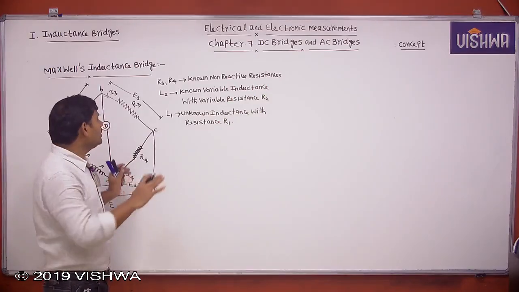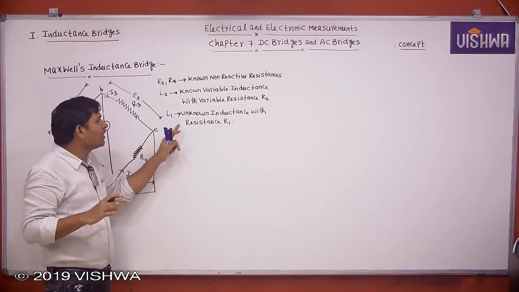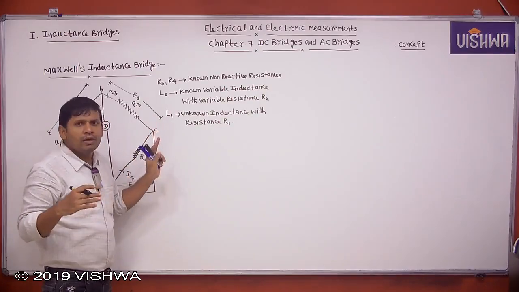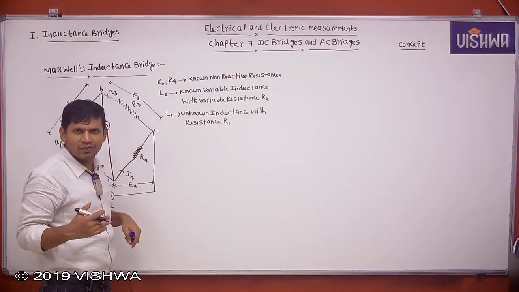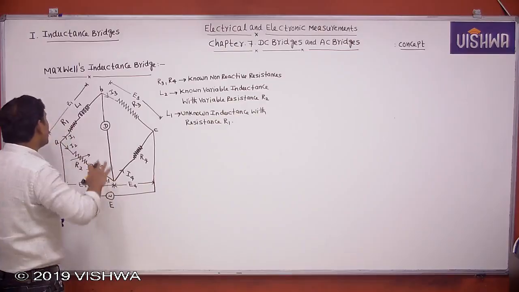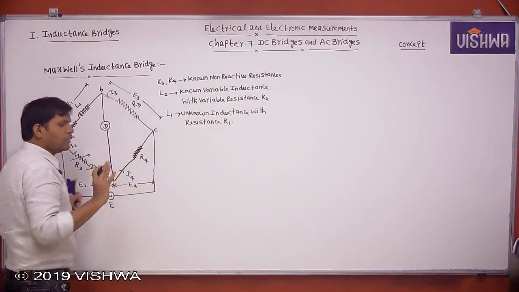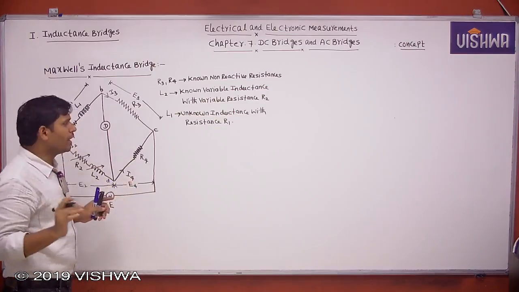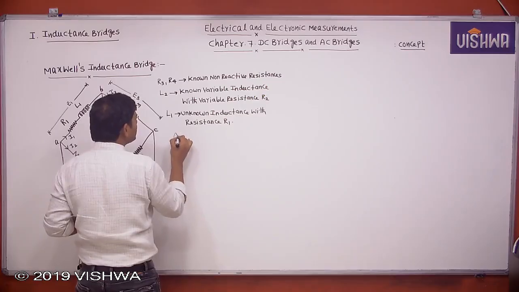Okay, but this is R3, R4, L2 and L1. We want to find L1, R1 with respect to R3, R4 and L2. That is nothing but deriving the balance equations. Throughout the analysis I will assume that R1 is unknown. These are the known values. Clear? Now, first what I can do is apply the balance condition at balance.